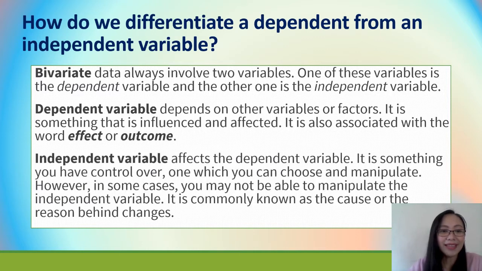On the other hand, the independent variable affects the dependent variable. It is something you have control over, one which you can choose and manipulate. However, in some cases, you may not be able to manipulate the independent variable. It is commonly known as the cause or the reason behind changes. The independent variable is denoted by X in our studies, and the dependent variable is denoted by Y.